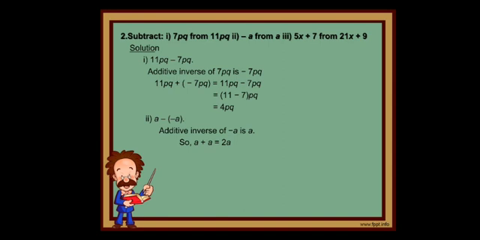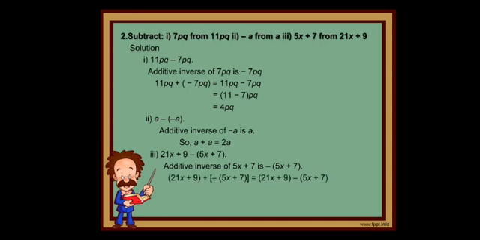See the third one, 5x plus 7 from 21x plus 9. So this will be 21x plus 9 minus 5x plus 7. What will be the additive inverse of 5x plus 7? Change the symbol of each term. The first term is 5x with a positive sign, change it to negative, minus 5x. In the second term we have plus 7, positive, change it to negative, minus 7. So the additive inverse of 5x plus 7 is minus 5x minus 7.